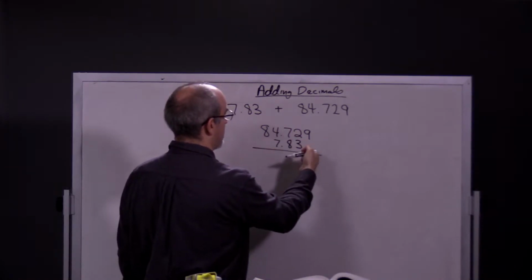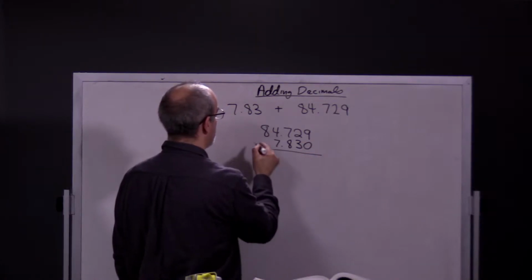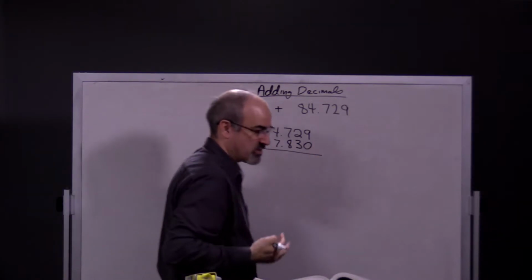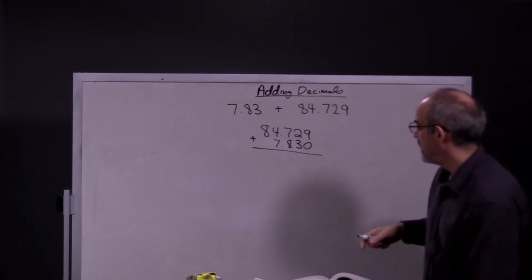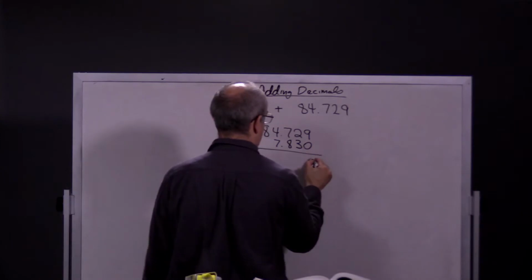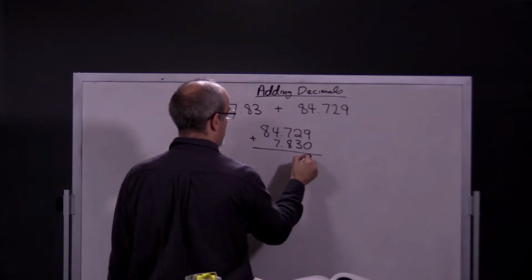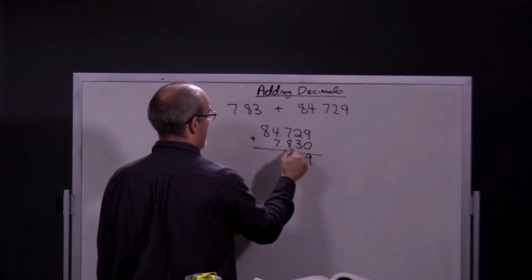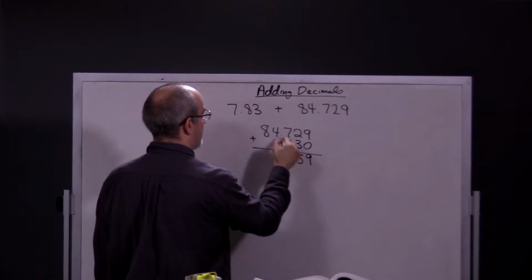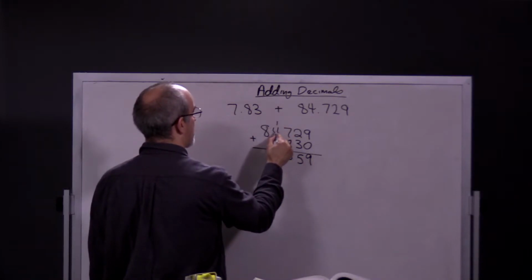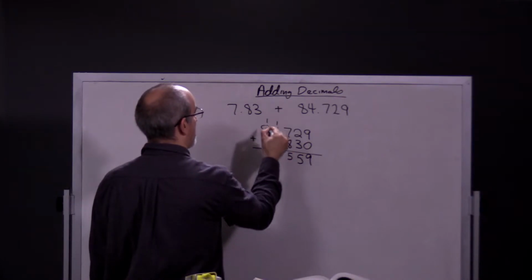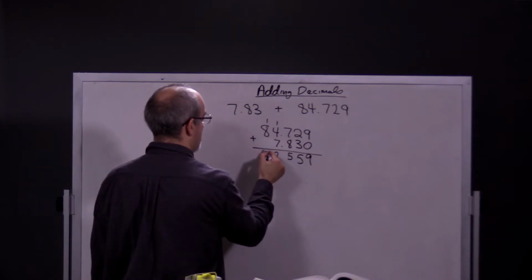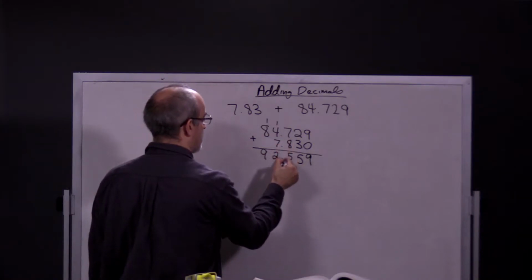And then there's not another number here, so you can put a zero if you want. Then it's just like adding numbers, which we talked about before. Just add the 9 to the 0, 2 plus 3, 7 plus 8 is 15, so you put the 5 here, carry a 1. 1 plus 4 is 5, plus 7 is 12, so you put the 2 here, carry the 1. 1 plus 8 is 9. Then the decimal's right here.